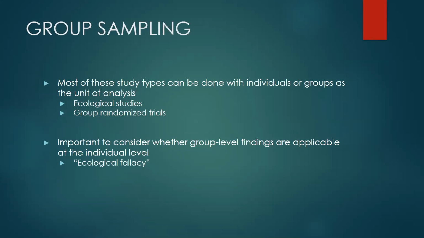They can be really informative, especially for things like policy evaluations. But it is important to consider whether what you find at the group level actually holds at the individual level. This is what we call the ecological fallacy. Sometimes we see associations between groups, but when you get down to the individual level, it doesn't hold; it's not the same association. So it is important to do both group and individual level studies, and to think carefully about who was being sampled and what the actual implications are based on that.